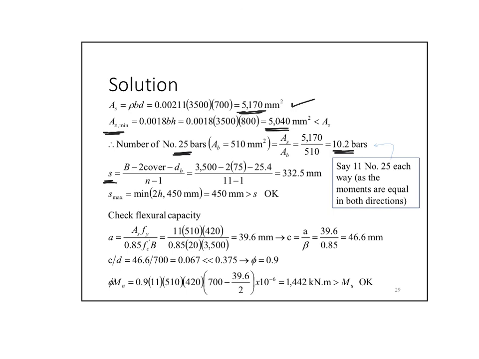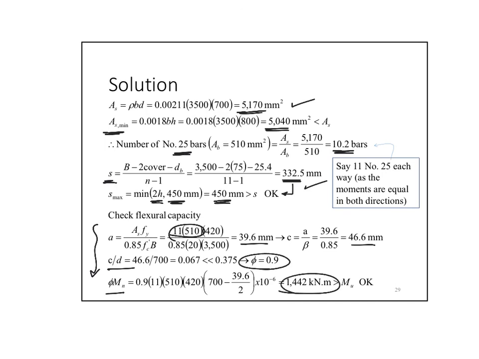I will get a spacing equals around 300 millimeters. I have to check this spacing against maximum spacing. What's the maximum spacing in the footing? The same like the slab. Footing is a slab. So it's the minimum of 2H and 450. And take 450 and then it is okay, so I can use 11 bars only in each direction. I check the flexural capacity using the actual area steel, and then I get A, I get C over dt to find the phi, substitute, get the actual phi Mn, and then compare it to Mu. Satisfied is okay.